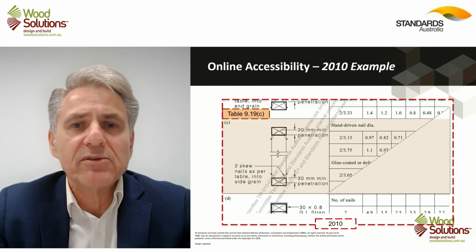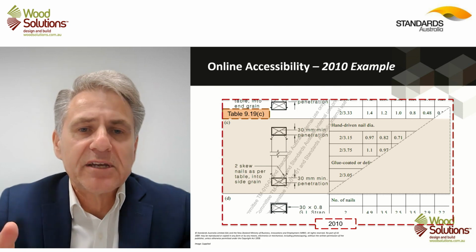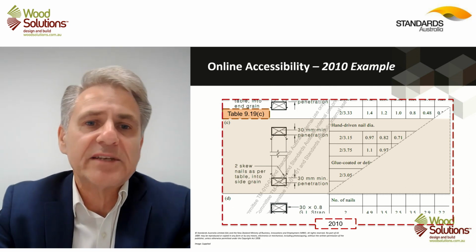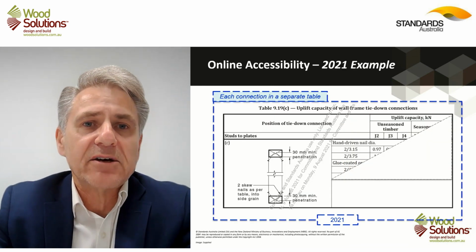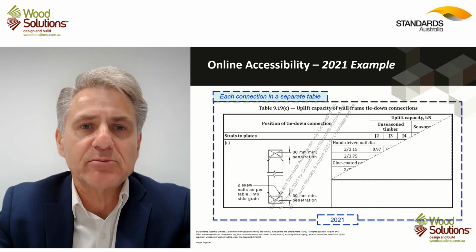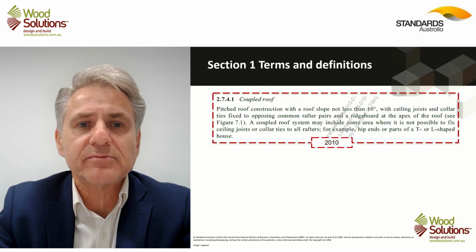So I talked about online accessibility. This is an example of the 2010 edition. So this particular detail was contained within a table, so you therefore had to search out that detail. Now, under the 2021 edition, each of those connections has its own table. So it's just purely for accessibility purposes.